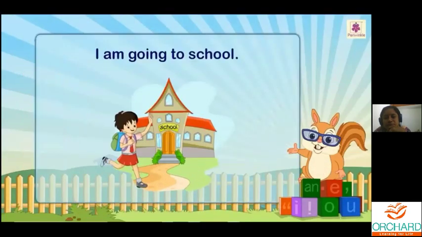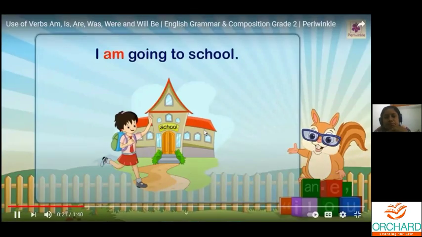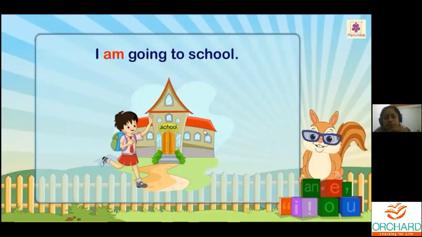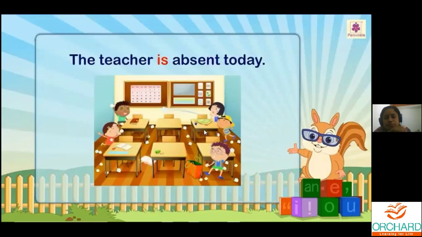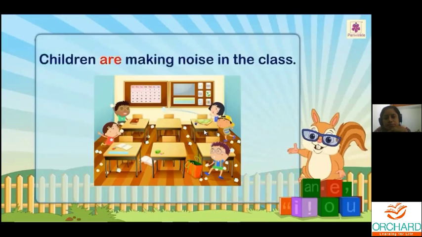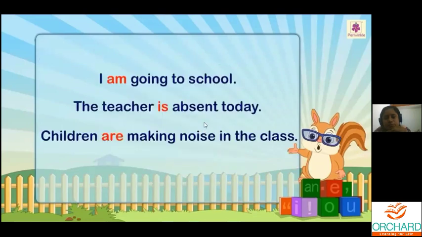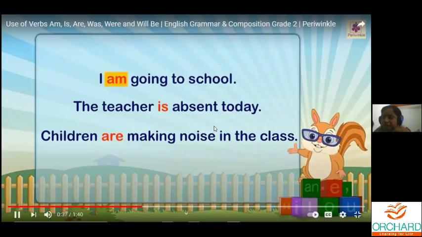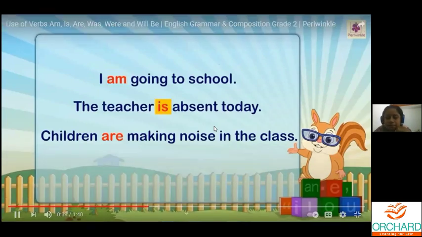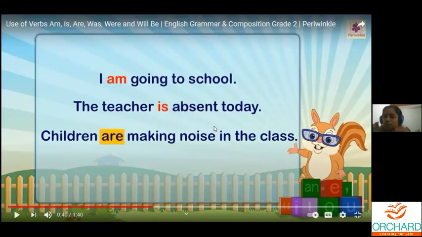Look at these sentences. I am going to school. The teacher is absent today. Children are making noise in the class. These sentences are using the verbs am, is, and are. See, you will write the sentences and underline. Okay. Write the sentences.